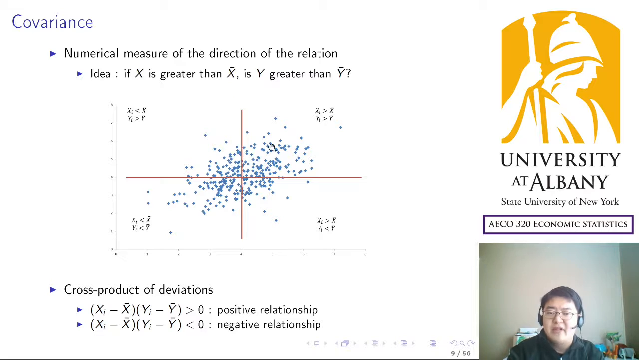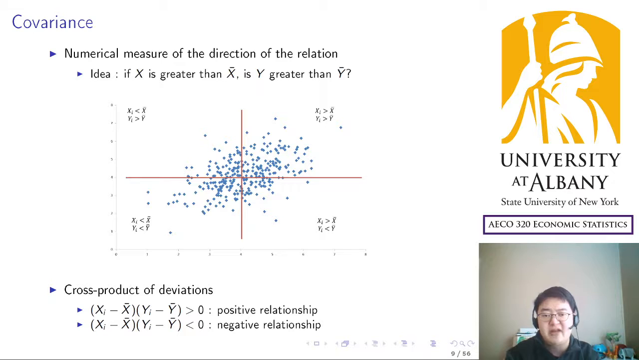So let me put it this way. If the trend was increasing, upward sloping, there would be more observations in the first and the third quadrants. However, if the trend was downward sloping, you'd see more observations in the second and the fourth quadrants, right? It depends on the direction of the relationship. So then, how do we quantify that?